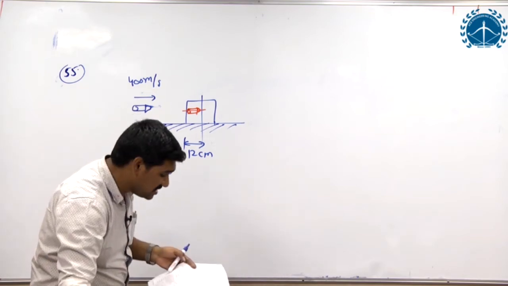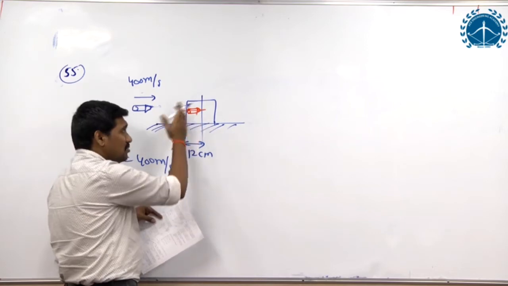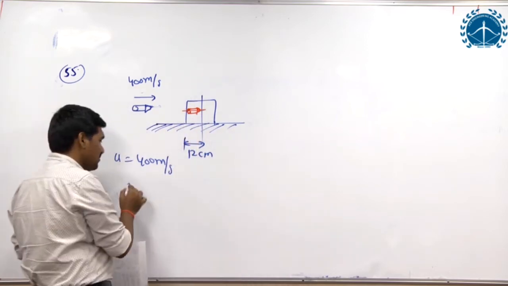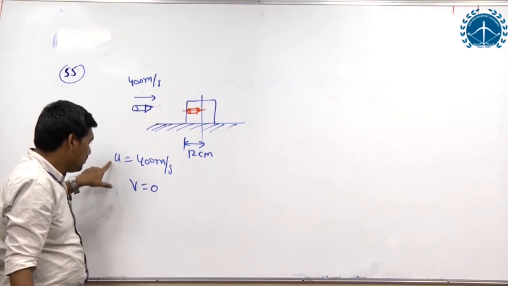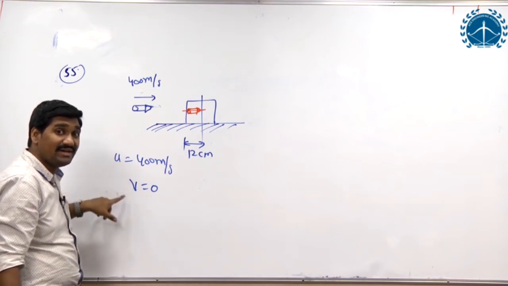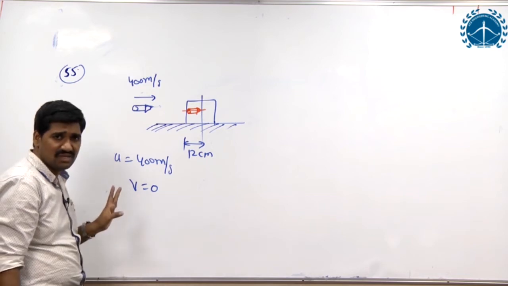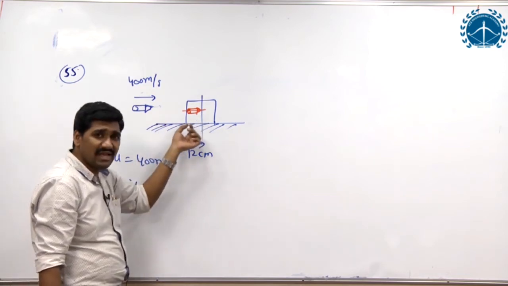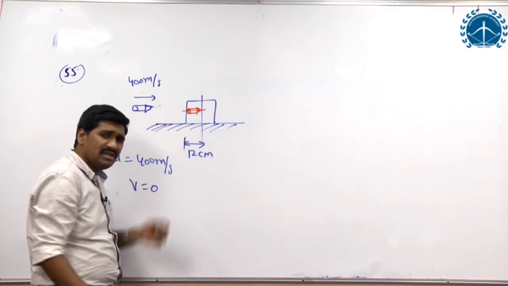So in the given problem, after traveling up to 12 centimeters, the bullet will come to rest inside the block. Therefore, the final velocity will be equal to 0. Here we have the maximum velocity, here the minimum velocity, meaning the body is retarded, so the body has some negative acceleration. What he was asking in the problem is, what is the force exerted by the block on the bullet?